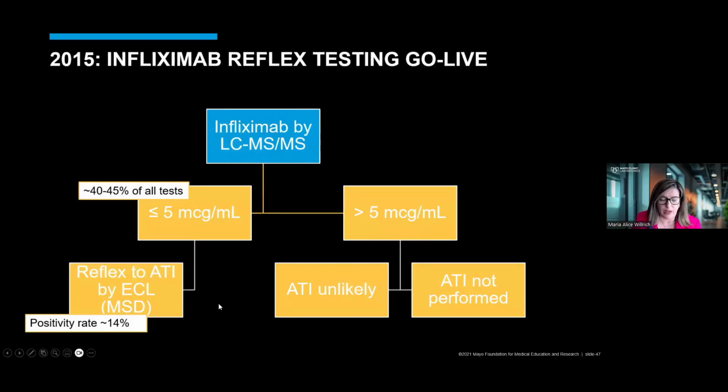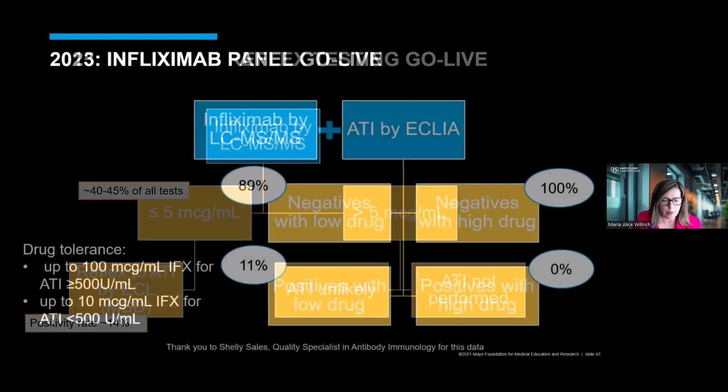When we went live with infliximab in 2015, we went with this reflex strategy, and we decided that we would only perform the anti-drug antibody when the drug level was below 5 micrograms per mL. At the time, the main indication for testing for infliximab was the reactive therapeutic drug monitoring. So we saw a lot of that. And you can see that the positivity rate for the anti-drug antibody for infliximab is about 14%.